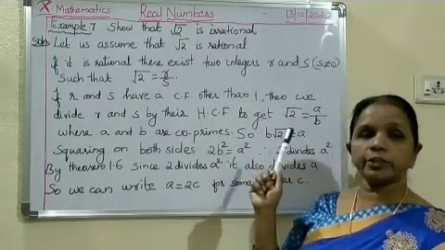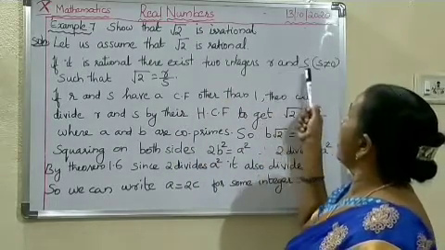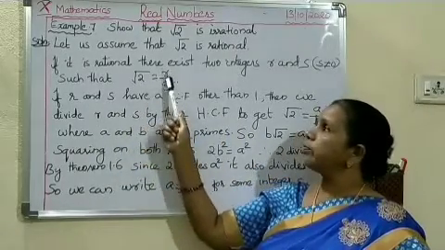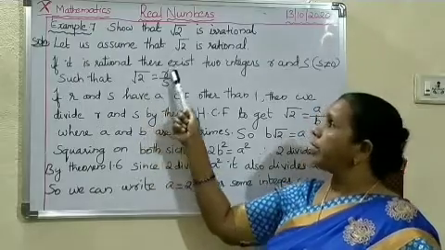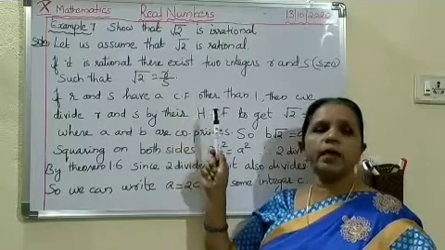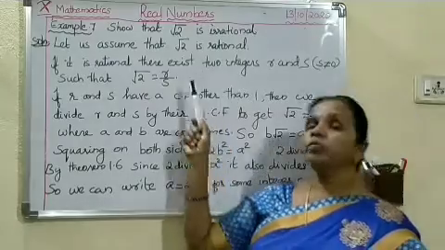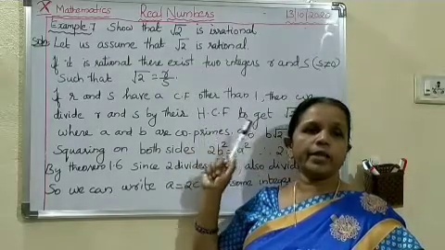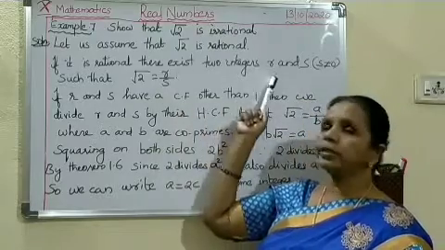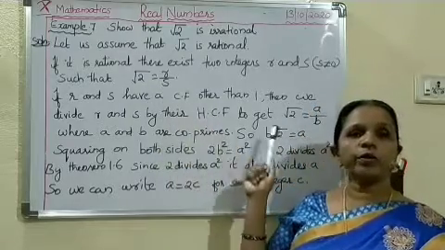Rational numbers we can express in the form of p by q. Instead of p by q, we took two integers r and s, with s not equal to 0. Therefore, we can write root 2 as r by s, where s is not equal to 0. Why did we write r and s? Because we are assuming that root 2 is a rational number, which can be expressed in the form of p by q. Instead of p and q, we took r and s, with s not equal to 0.